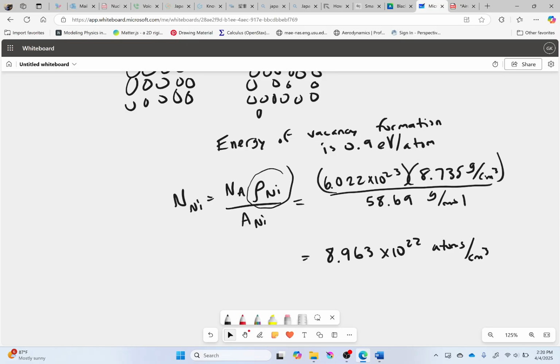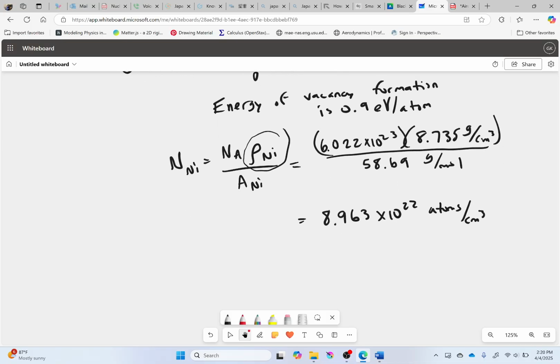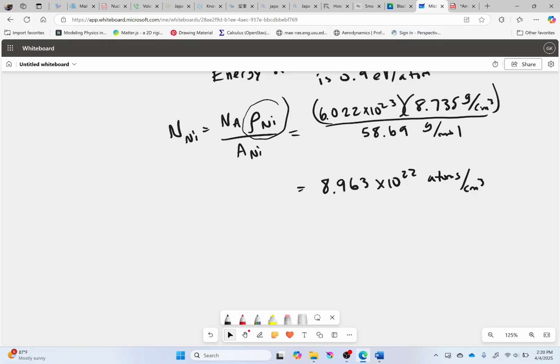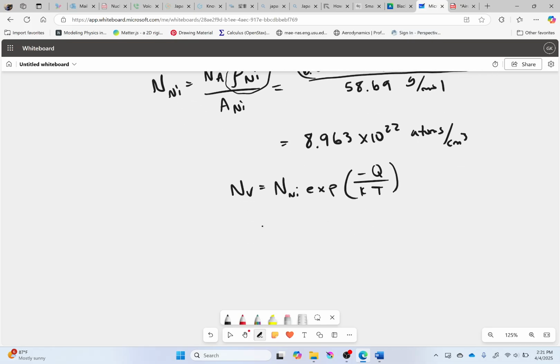Okay, fantastic. Now, how many vacancies do I have? How many of these are actually vacant because the atoms have moved somewhere else? Well, my number of vacancies is equal to my number of atoms times the exponential of the energy for vacancy formation over Boltzmann's constant times temperature. So let's plug that in.